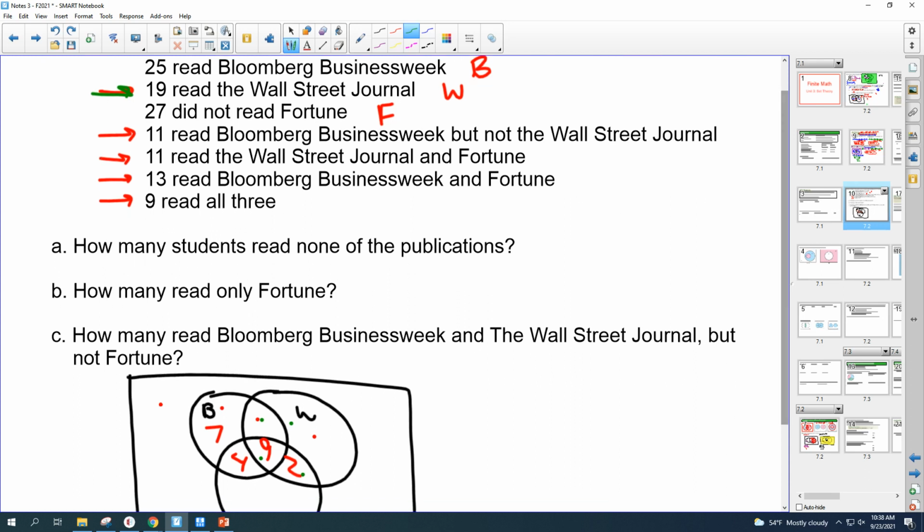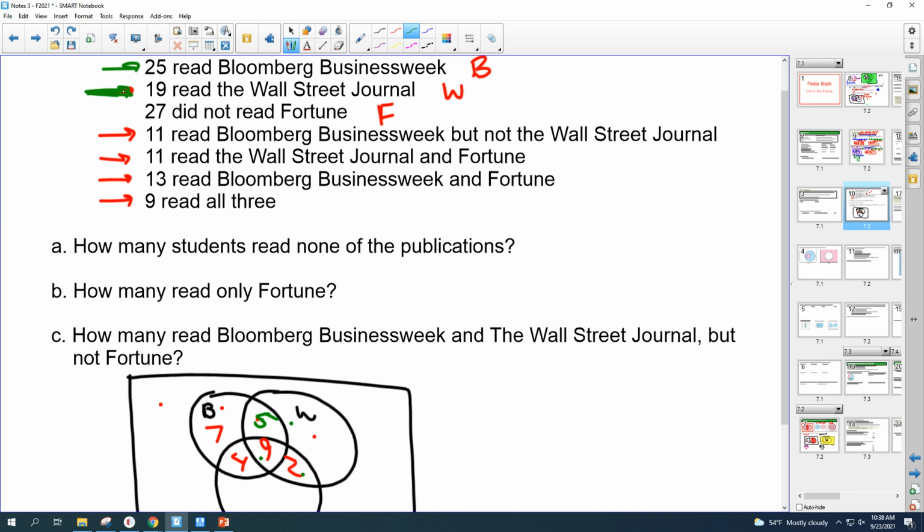25 read Bloomberg Business Week. Okay, now Bloomberg Business Week is this circle right here. I've only got 1 hole to fill in. I can do that now, right? That circle has to add up to 25. Well, I've already got, what is that? 13, 17, that's 20. See how I've got 20 on the board inside that circle? So that means my missing number must be what, 5? Now that gives me my 25 read Bloomberg Business Week.